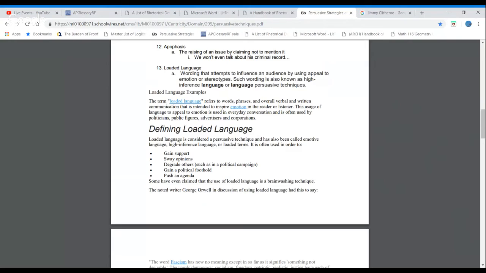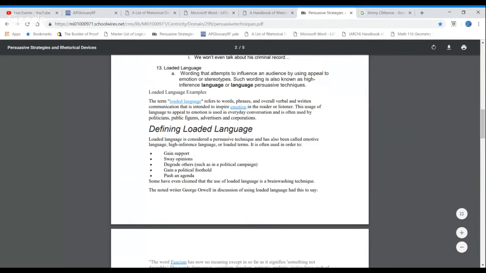Well, there we go, look, you see. All these loaded terms and loaded languages. Now we know that it's here. Look, it tells you here what they're doing it for. It's to push an agenda, to gain support for whoever's using it, to sway people's opinions, to degrade others, to gain a political foothold, or to push an agenda, or a combination of all of these. If not all of them, maybe a combination of some of them.